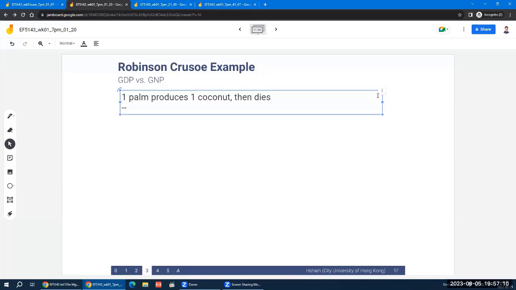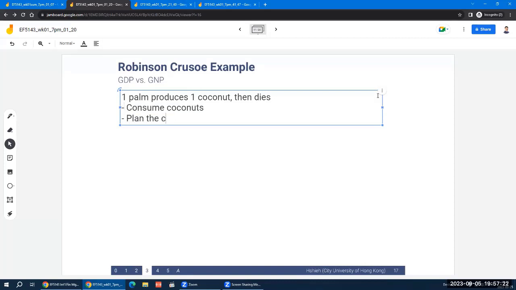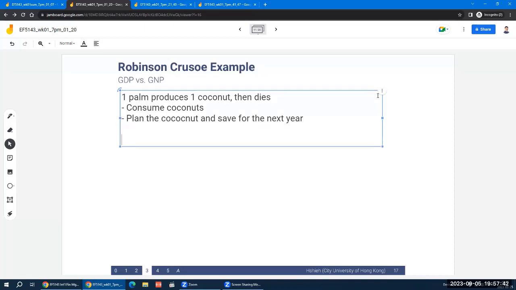So Robinson Crusoe, the person living on this island, has two choices. He can consume coconuts, or he can plant the coconut and save for the next year. So it's delaying the production for next year. That's the other option. He can eat his coconut now or put it in the ground and get another coconut in the next year.